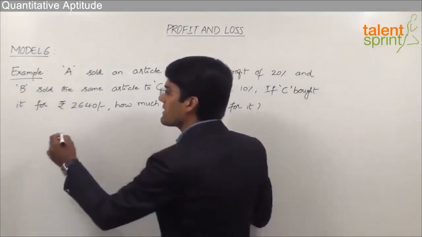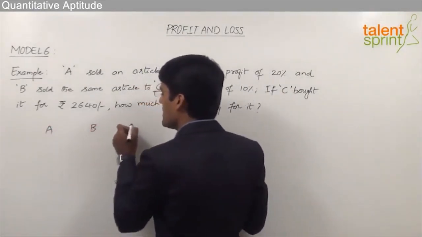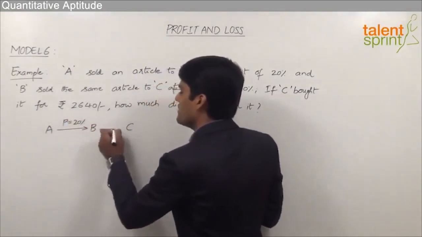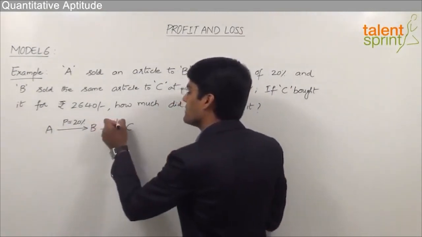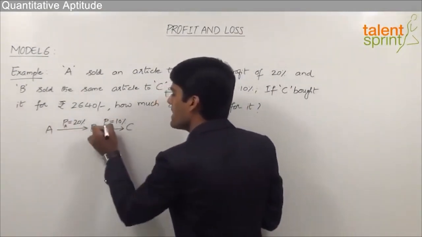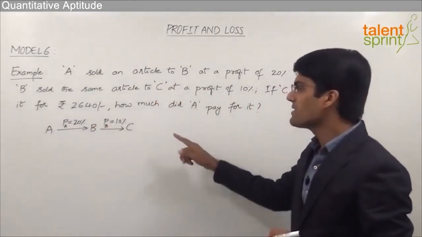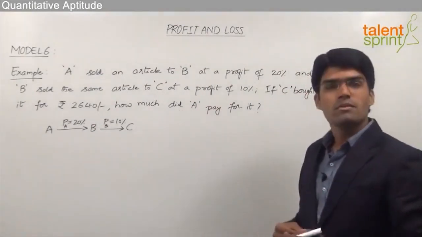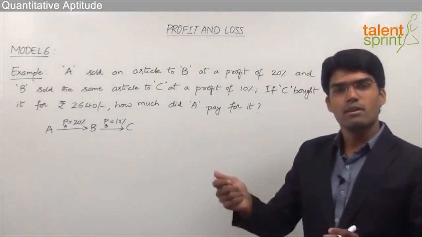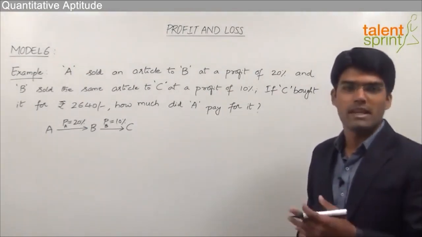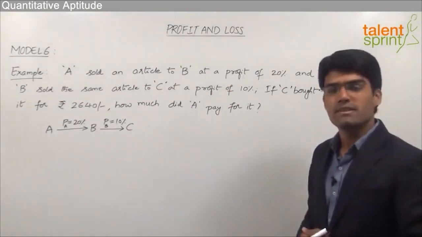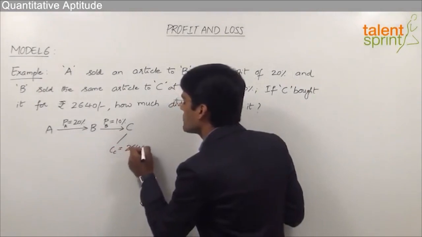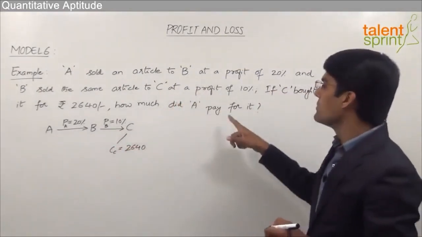So if we try to understand the chain transaction here, we have got three persons A, B and C. A sold the article to B at a profit of 20% and B sold the same article to C at a profit of 10%. So this is the profit of A and here is the profit of B. That is 20% and 10% respectively. Next, the question says C bought it for rupees 2,640. That means the amount which C has spent to acquire the article is 2,640. And it is nothing but the cost price for C. So we can say that the cost price for C, let us take it as CC, should be equal to 2,640.